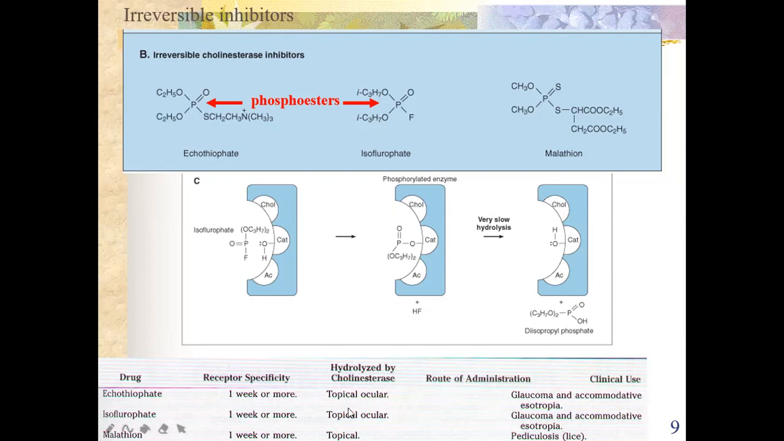It is hydrolyzed by cholinesterase, and then the route of administration. The uses are actually very few, but it can be used in the treatment of glaucoma and accommodative esotropia when it is used topically in the eye. Isoflurophate: the duration of action is 1 week or more, and the topical ocular use is for glaucoma and accommodative esotropia. Then we have malathion, which also has a duration of action of 1 week or more. The topical solution is used for pediculosis, or lice. Parathion or malathion can be used for pediculosis.